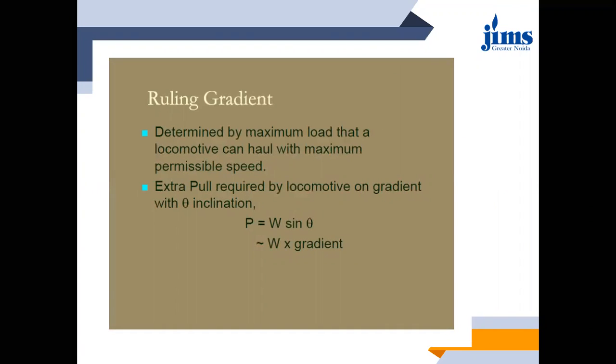The very first one is known as ruling gradient, which is also called design gradient. Every designer considers this ruling gradient while designing any particular design parameter. It is determined by the maximum load that a locomotive can haul with maximum permissible speed. That gives you the ruling gradient. The formula for this is W sin theta. What is W sin theta? This is the extra pull required by the locomotive on the gradient with theta inclination.